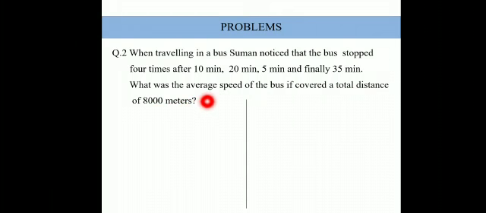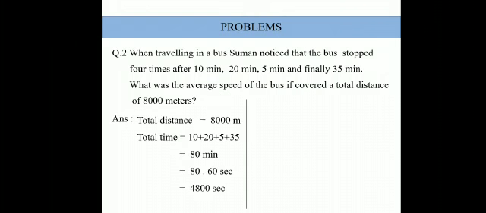Like I told you, the bigger the question, the easier it is to solve and get the answer. So here we have to find the average speed of the bus, right? We know the formula. So first of all, we'll collect the values and then we'll solve. We know the total distance the bus has traveled is 8,000 meters or 8 kilometers. Because we want to calculate the value in SI units, we'll keep it in meters. Distance in the SI system is always measured in meters. So the total distance covered by the bus is 8,000 meters, and then the total time that it took.